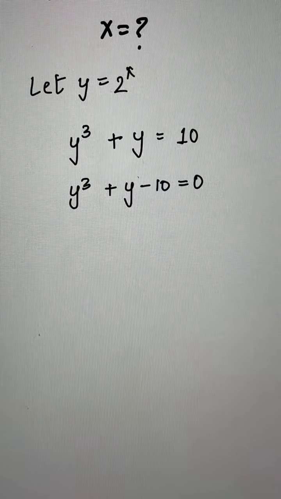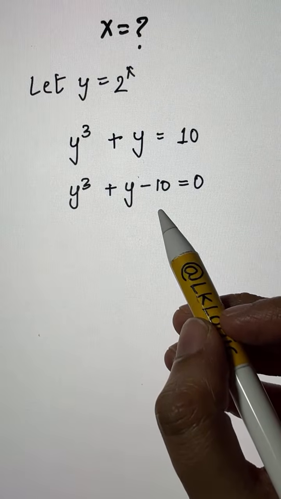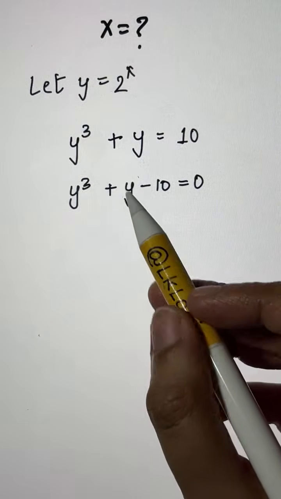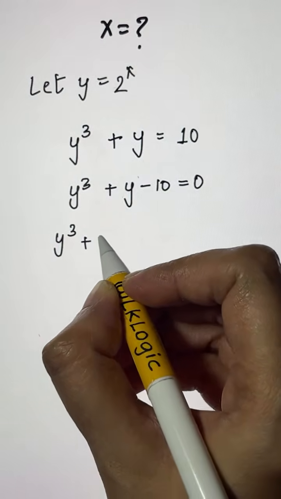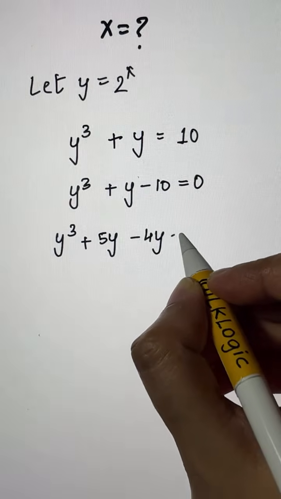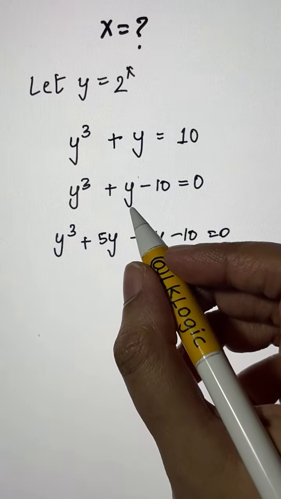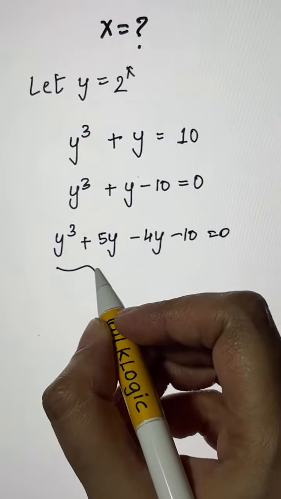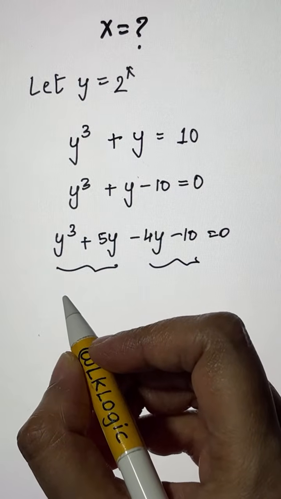So I can use the product sum rule with what are the factors I can take. Okay, before that I'm going to split this plus y into two forms. y cube plus 5y minus 4y minus 10 is equal to 0. Now 5y minus 4y is obviously plus 1y, isn't it? Now I can take this part and this part. From here I can take out y common.